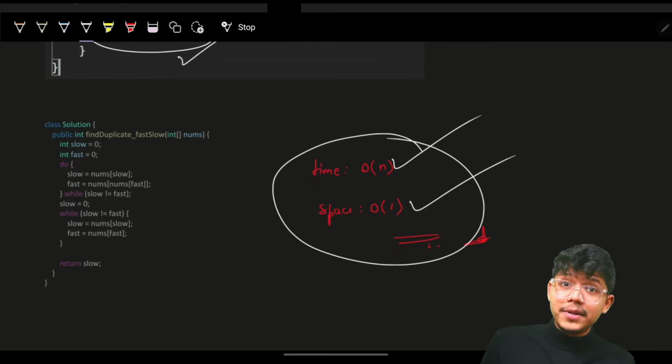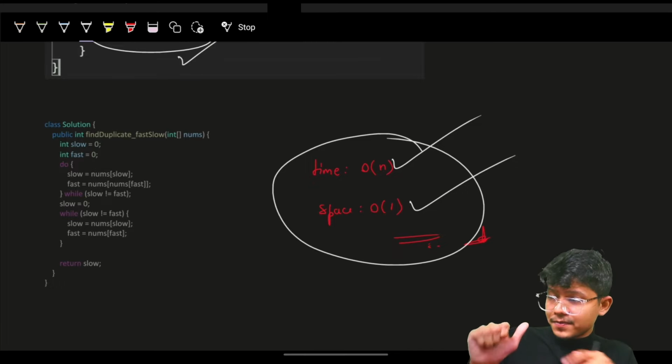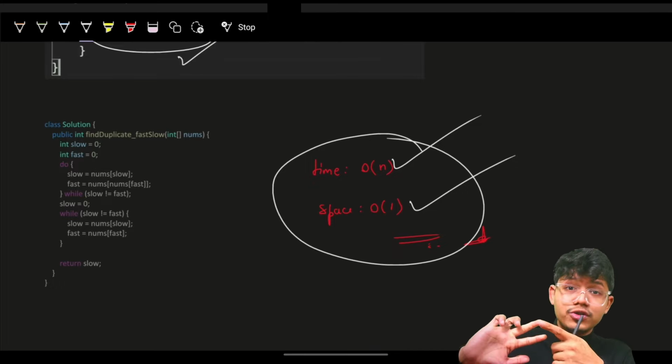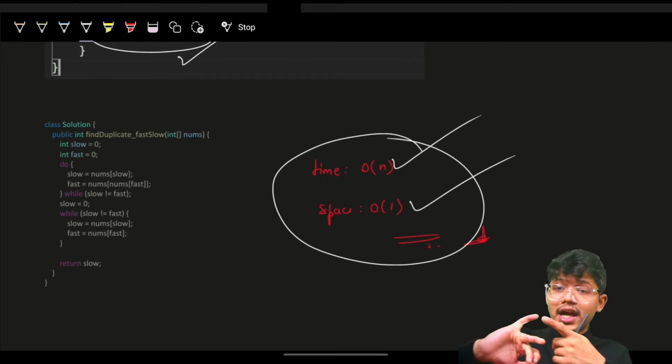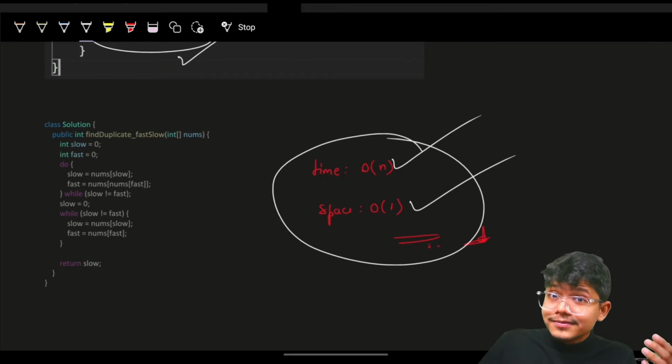And that's how you can simply solve it. We saw 5 ways, from brute force, to using a map, to using a binary search, to using bit manipulation, and ultimately by using the slow and fast technique.